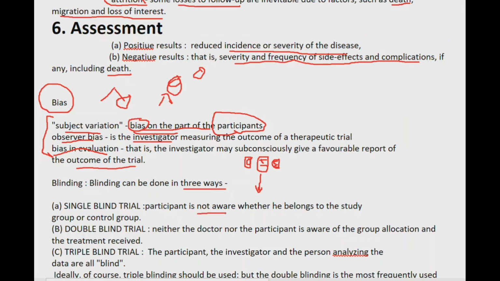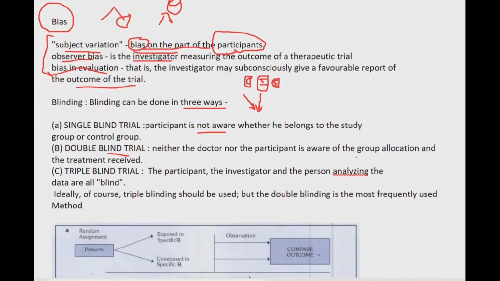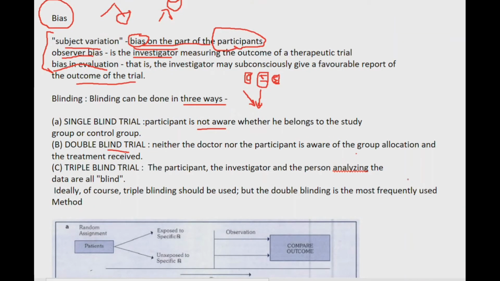If they are not aware, it is known as a single blind trial. If it is a double blind trial, both the observer and the intervener, that is the experimenting group, are not aware of which group they belong to. Then triple blind means the observer, the experimenting group, and the evaluators, that is the investigator, evaluator, and the person, all three do not know who is the control group and who is the experimenting group. It is known as a triple blind trial.